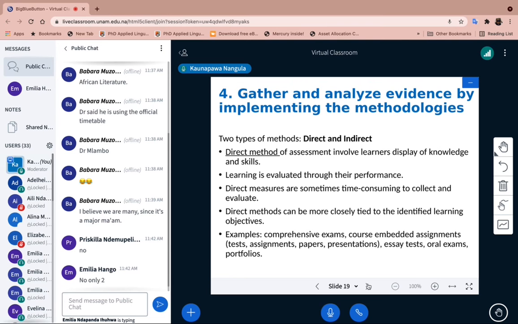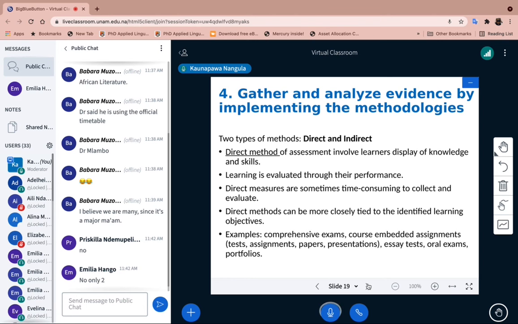There are two types of methods that you can use to collect the type of data that you get. The direct method of assessment involves learners displaying knowledge and skills, all right? It's really direct. It's like in your face, you can see it, right? Learning is evaluated through their performance, okay? And direct measures are sometimes time consuming to collect and evaluate, which is really true.